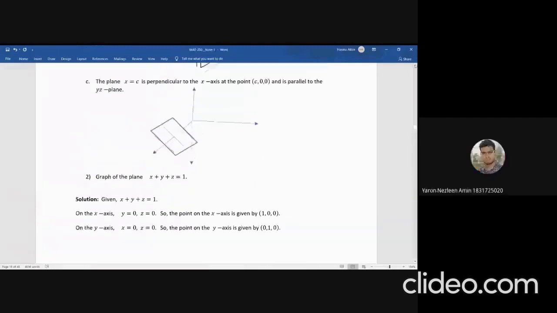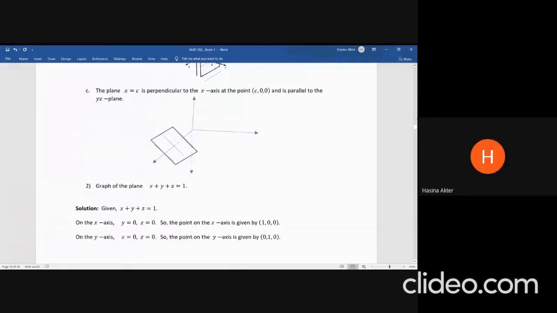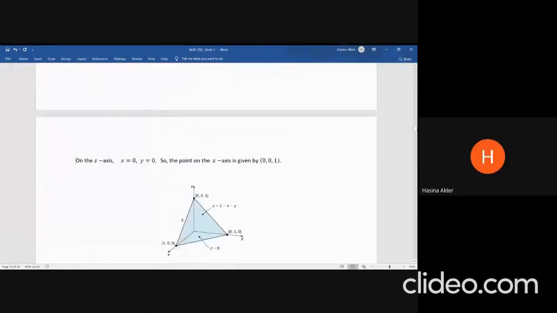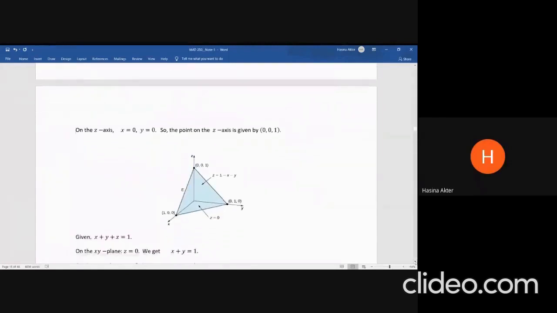X and y are 0. So x, y, 0 means z equals 1. Now think of a plane which is intersecting the x-axis at the point 1, 0, 0, the y-axis at the point 0, 1, 0, and the z-axis at the point 0, 0, 1.